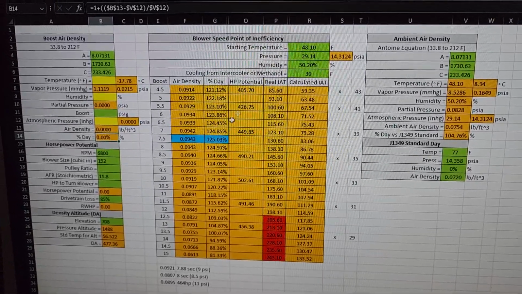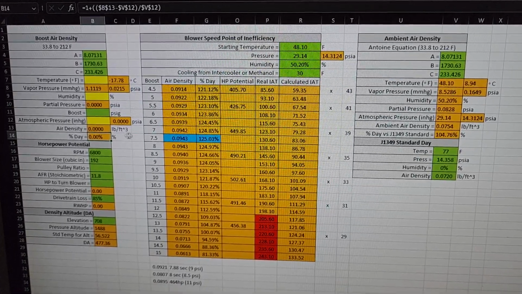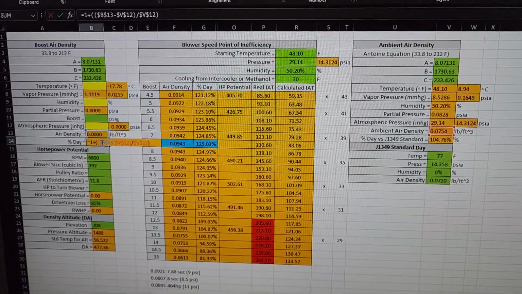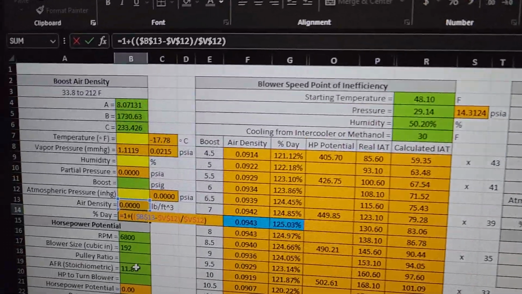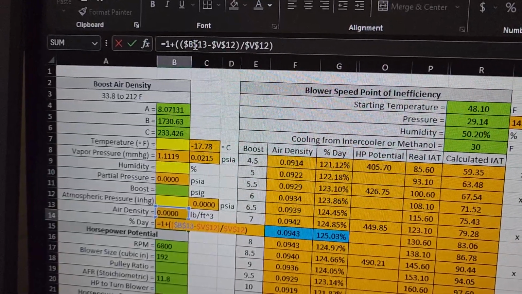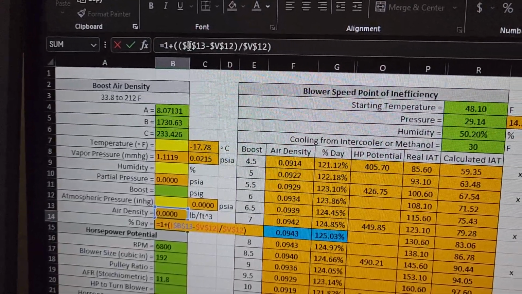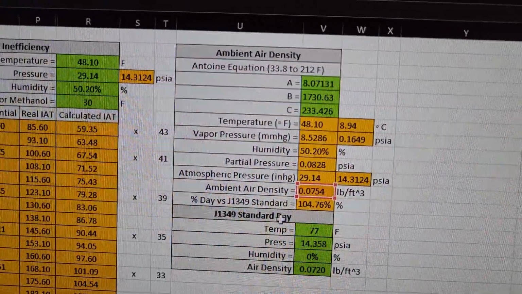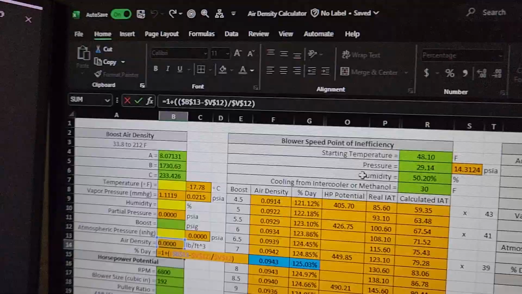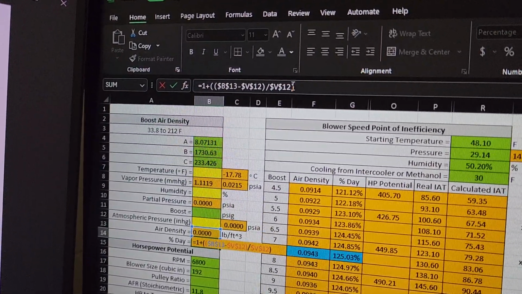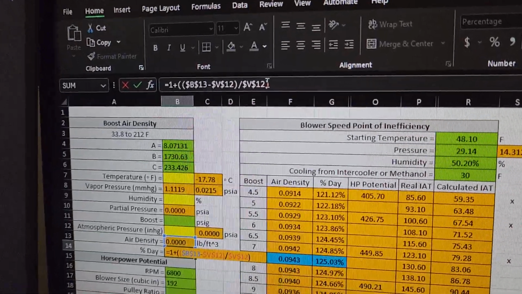Basically, how efficient is my blower, which is all this thing is designed to do. So the percent delta is just a change. Basically you're just going to do 1 plus the boost air density minus the ambient air density, divided by ambient air density. So this is just a percent change. It gives you the total percent change.